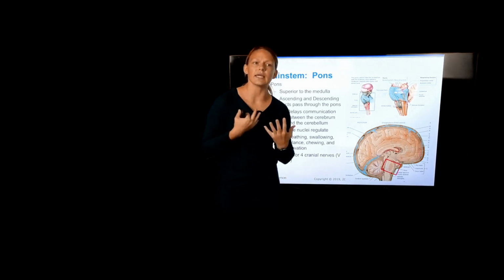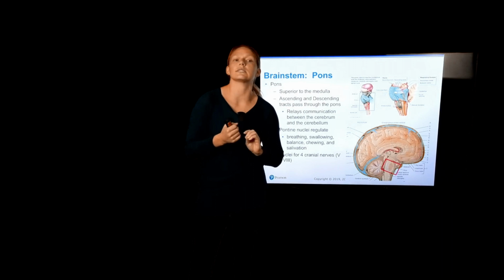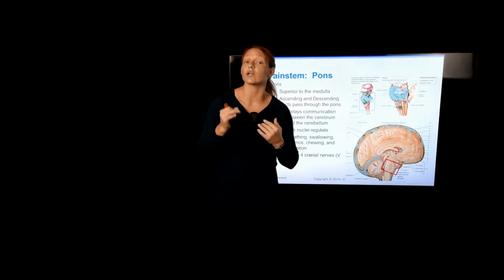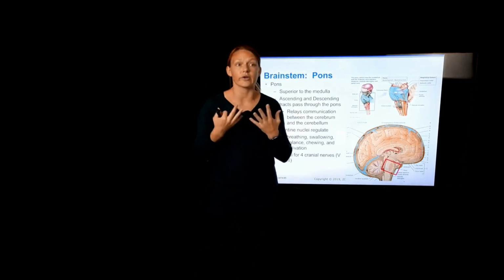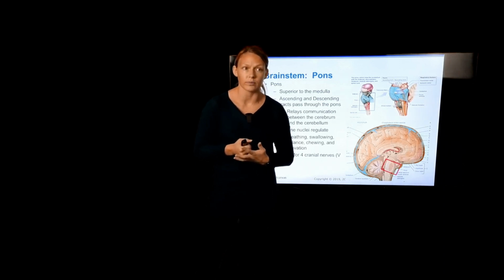So if you get indicators that you have food in your mouth, this pathway is going to send sensory information up and then potentially motor information down to tell the salivary glands that they need to secrete that saliva so that we can begin the chemical breakdown of food in our mouth.